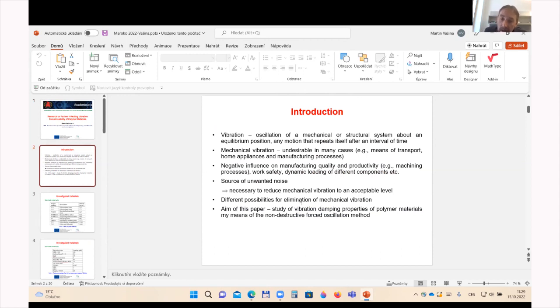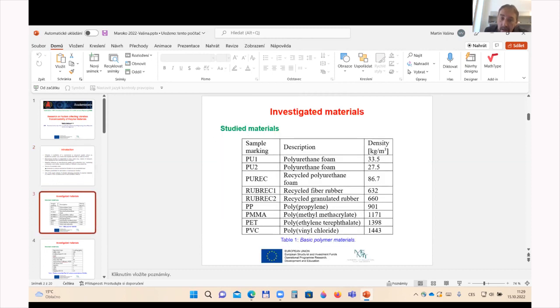Okay. So mechanical vibrations are undesirable in many cases. It's necessary to reduce the mechanical vibration. So in this table, we studied firstly the basic polymer materials, for example, polyurethane foams, recycled polyurethane foams, and very high density polymer materials, for example, polypropylene, polyvinyl chloride, etc.